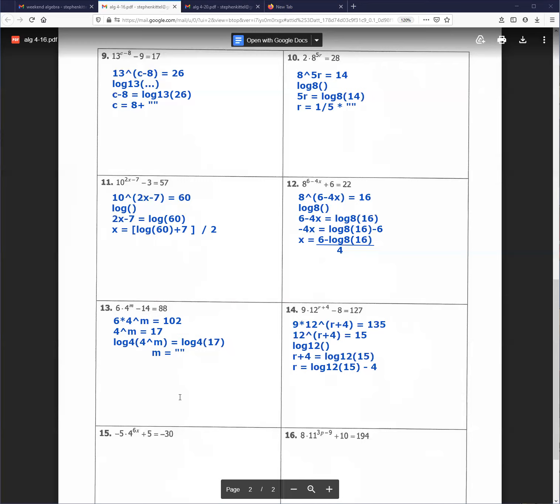All right, starting to run out of space down here. I'm going to come up here for this. Negative 5 times 4 to the 6x is equal to, we'll subtract 5. Okay, now these negatives are a little scary at first, but when we divide by negative 5, it straightens itself out, so we're cool. All right, so log 4 both sides, we get 6x equals log 4 of 7, and therefore x is equal to log 4 of 7 divided by 6. Move that slight bit down so it doesn't blur over the line.